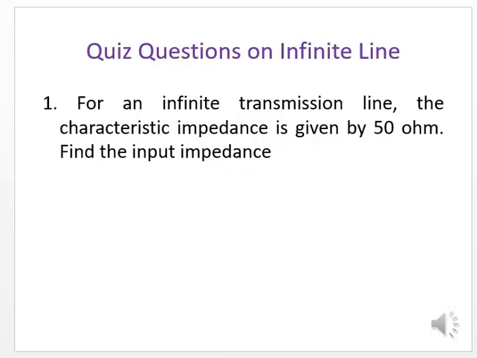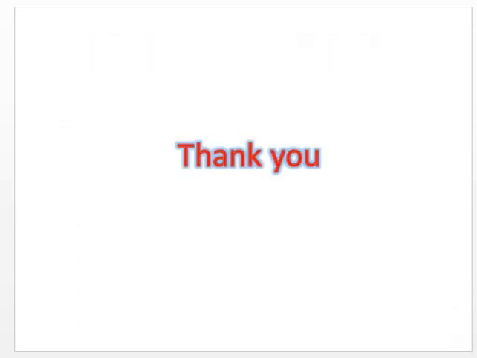Quiz question. For an infinite transmission line, the characteristic impedance is given as 50 ohm. Find the input impedance. The input impedance is determined from the characteristic impedance only. For an infinite line, the input impedance is equal to the characteristic impedance of the transmission line. So the answer is 50 ohm only. Thank you.